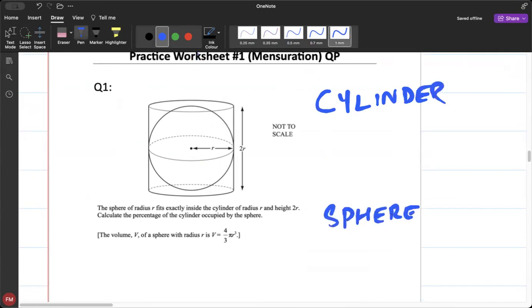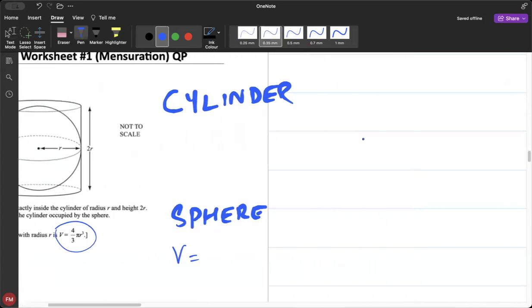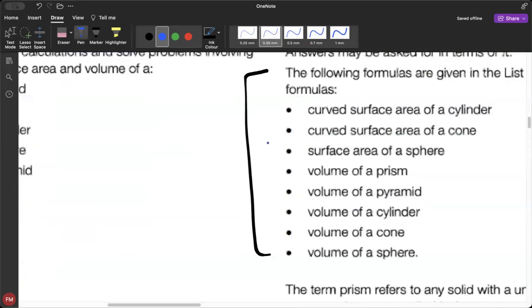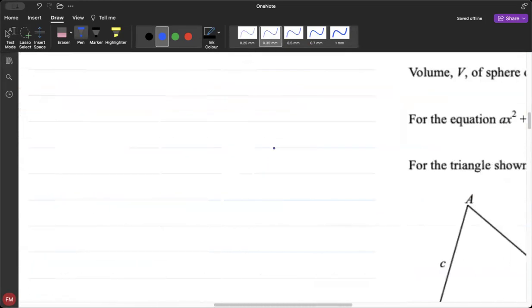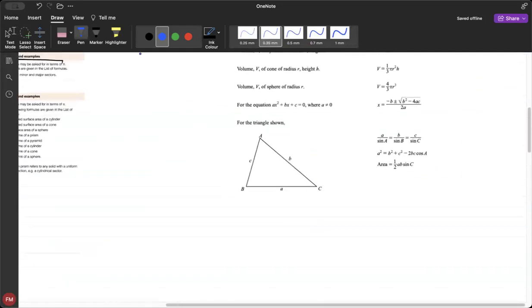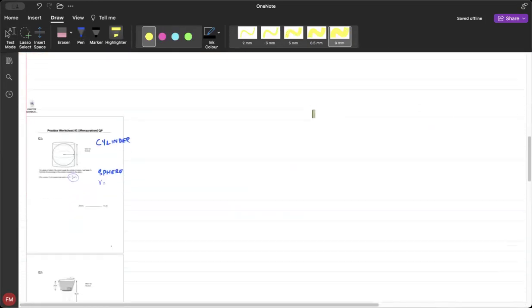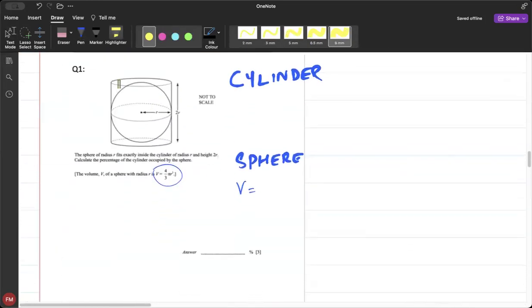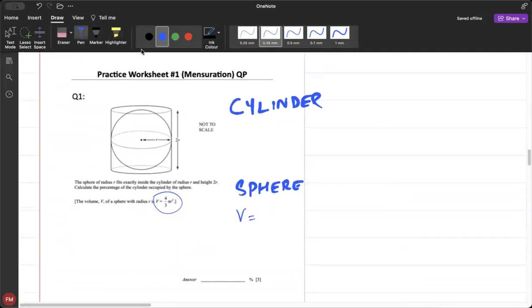So let's first figure out the volume of a sphere, which is given to us. And again, the same formula is given in the formula sheet. If you want me to highlight that, I can definitely do it as well. All right, a little to the right, and it's right here. V equals to 4 over 3 pi r cubed. So if I scroll down, let's use this. 4 over 3 pi r cubed.